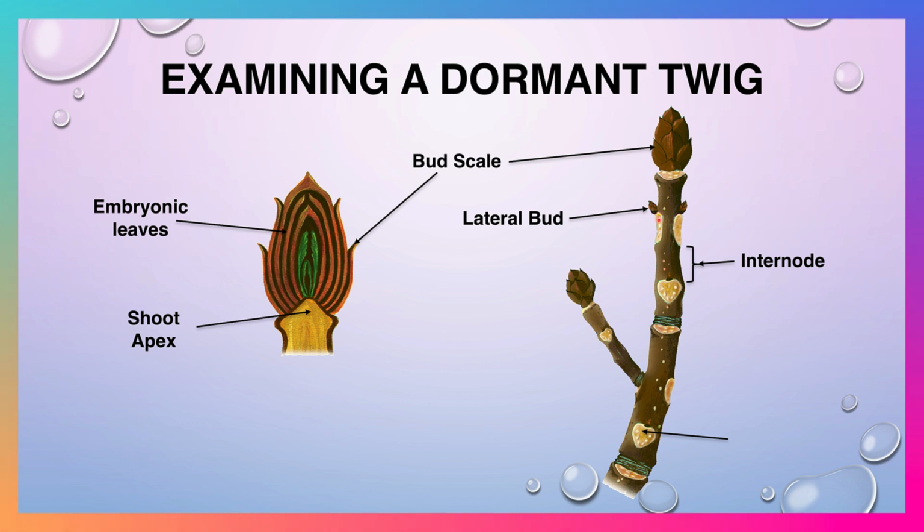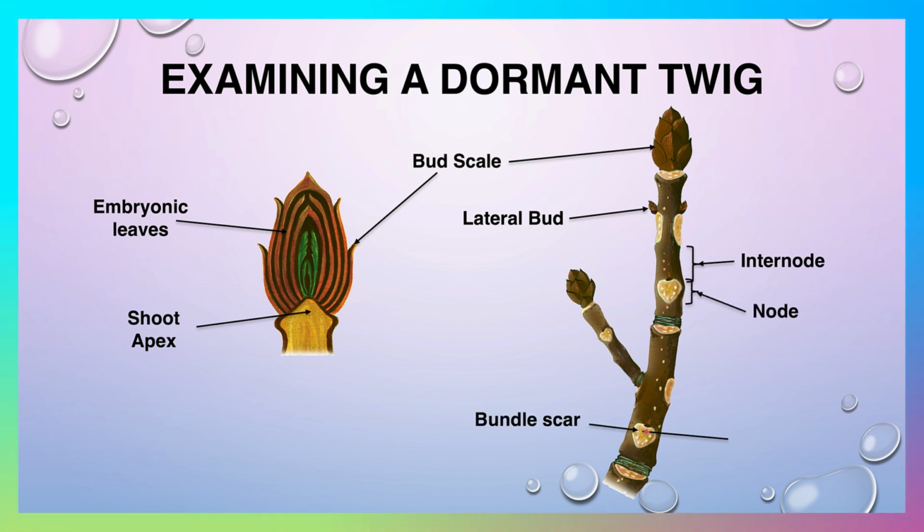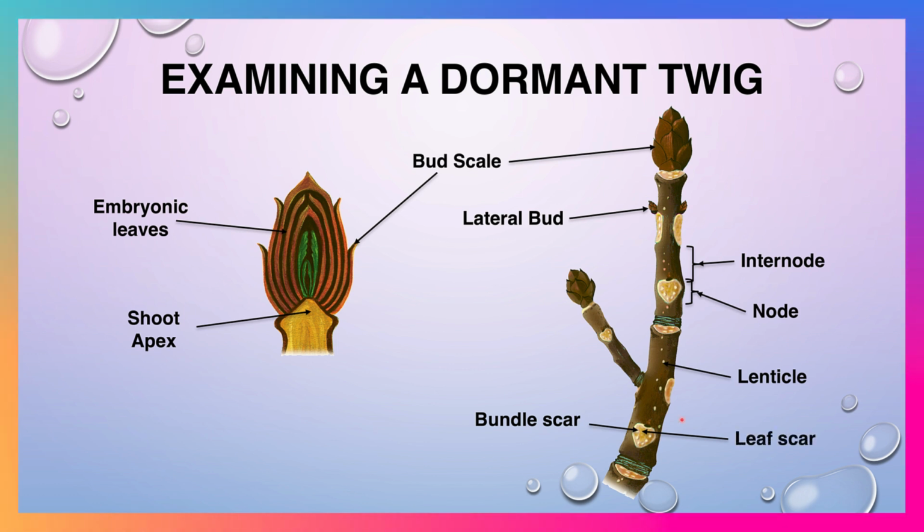The distance between two nodes, this is a node, and the distance between these two is called an internode. And so this obviously is the node. And then here we have the bundle scar. Portions of the stem here that allow for the air to enter are called the lenticel. And then this bigger section is called a leaf scar. So these little white dots here are the bundle scars. And then the bigger part is the leaf scar.